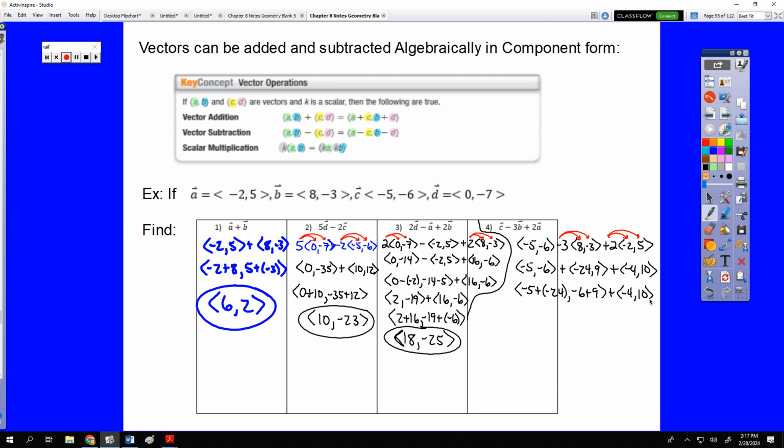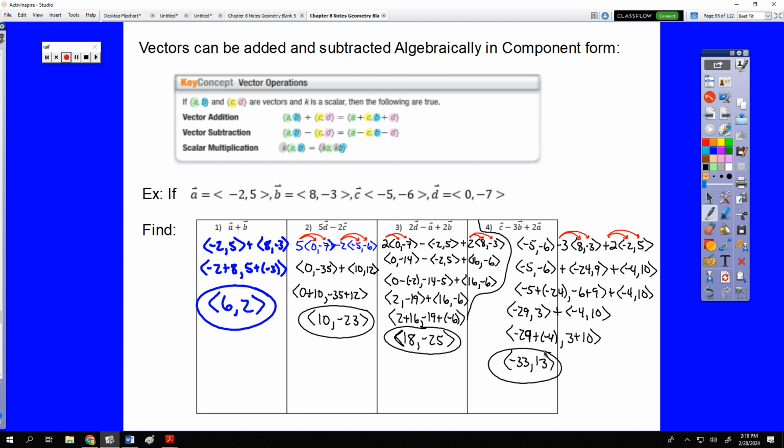Simplified, that would be negative 29, 3, plus negative 4, 10. And then we would combine those: negative 29 plus negative 4, 3 plus 10, to give us our final answer of negative 33, 13.